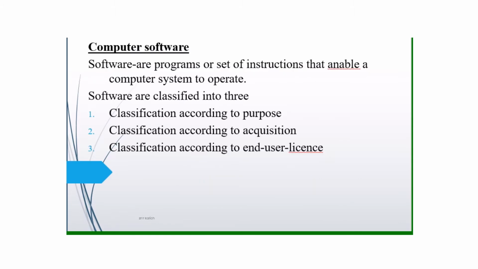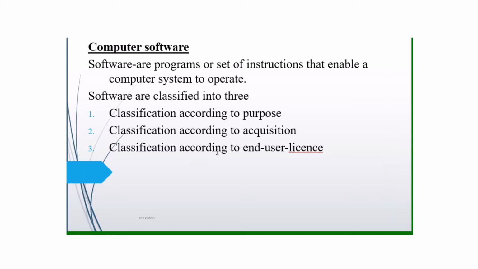Computer software is a program or set of instructions that enable a computer system to operate. A set of instructions that enable a computer to operate is what we are calling the computer software, and they are classified into three. We have classification according to purpose, classification according to acquisition, and also classification according to end user license.